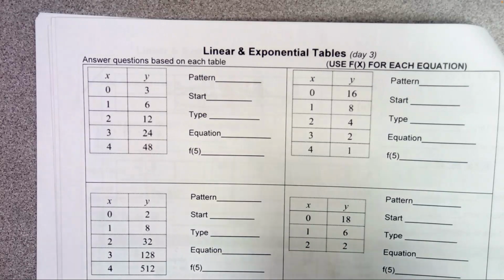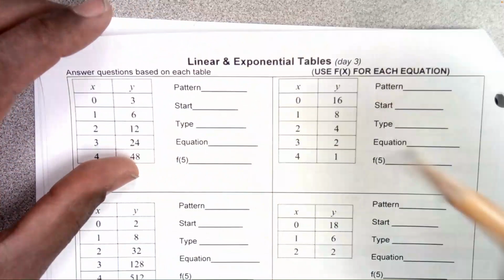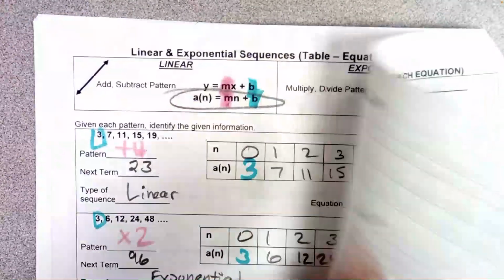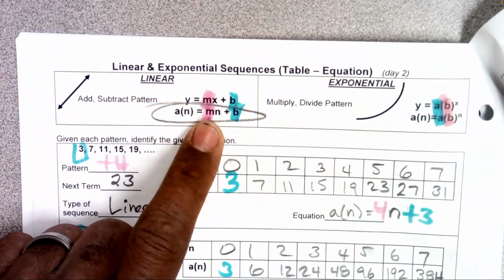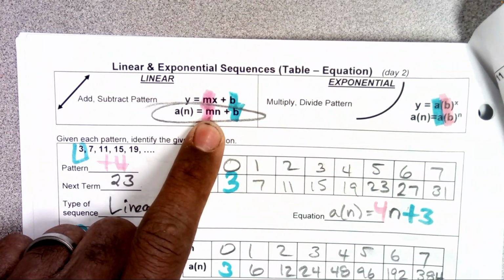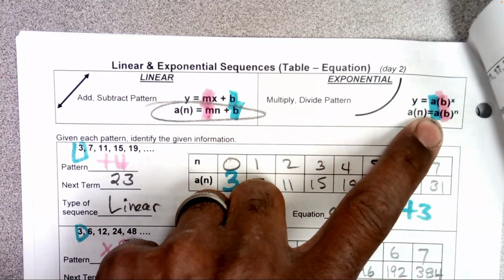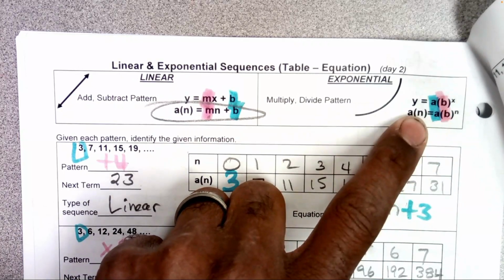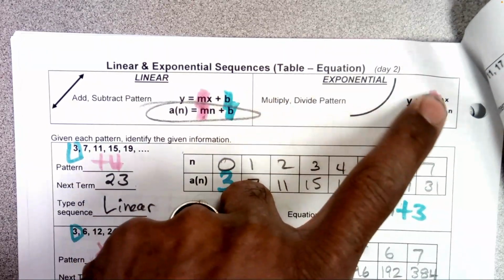All right, guys. So this is the next step in linear and exponentials. This is going to be the same type of patterns that we saw before. We're still going to have to create equations for the linear patterns, and also for the exponential. So remember, we're still going to use the same equations, the mx plus b and the ab to the x.